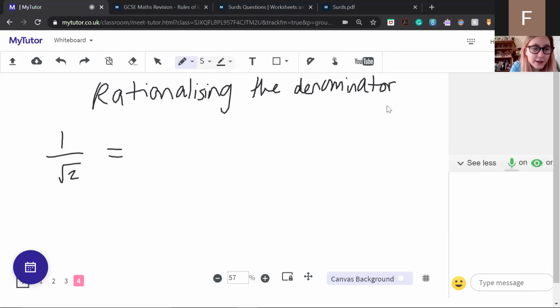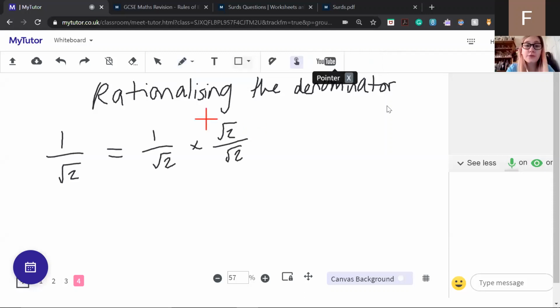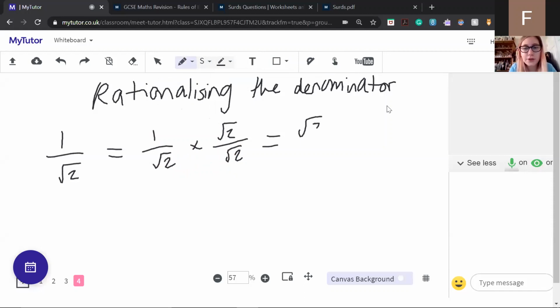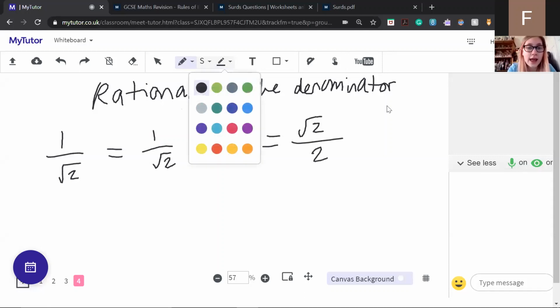So if we times this by root 2 over root 2, this is perfectly allowed because root 2 over root 2 is just 1. You're allowed to times a fraction by 1 and it stays exactly the same. And then what we do here is when we multiply fractions, we do the tops and we do the bottoms. So 1 times root 2 is just root 2. Root 2 times root 2 is 2. That was one of our rules at the beginning.